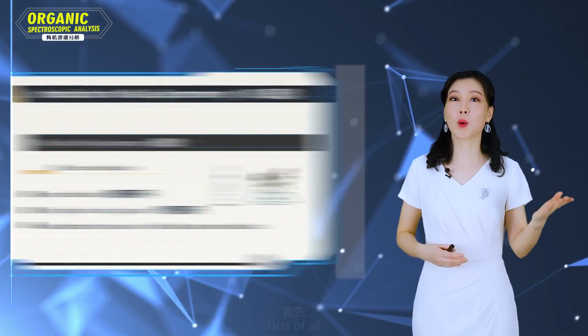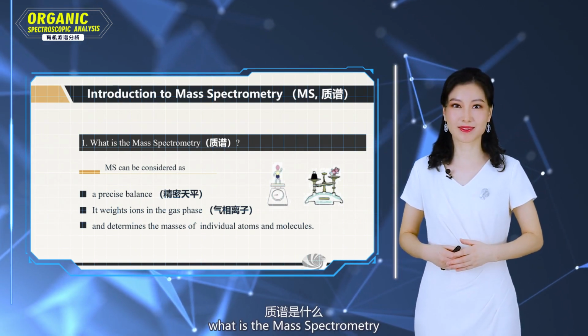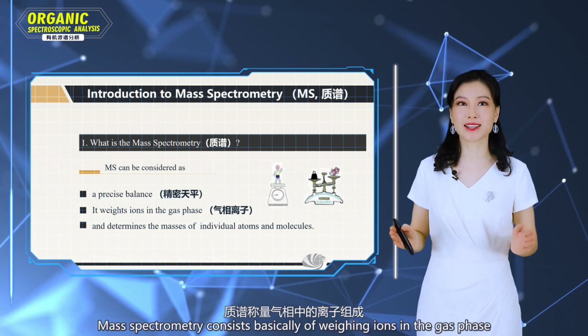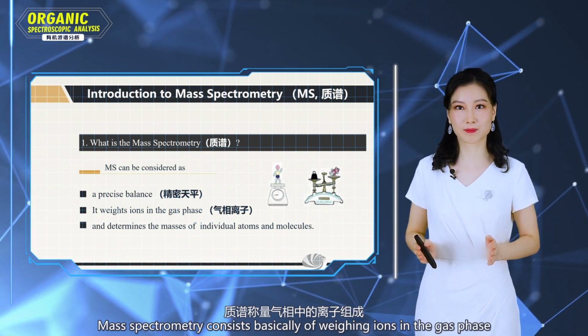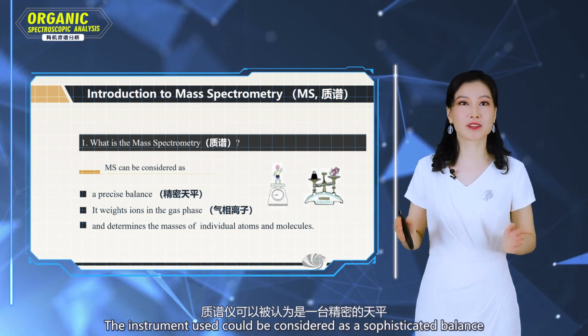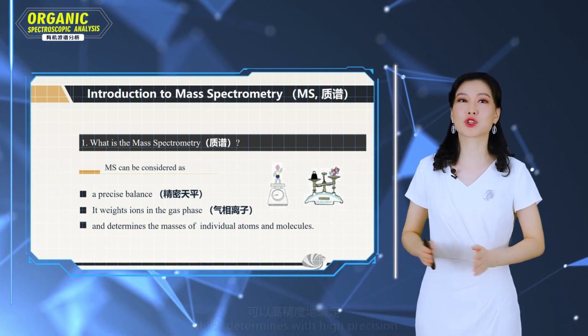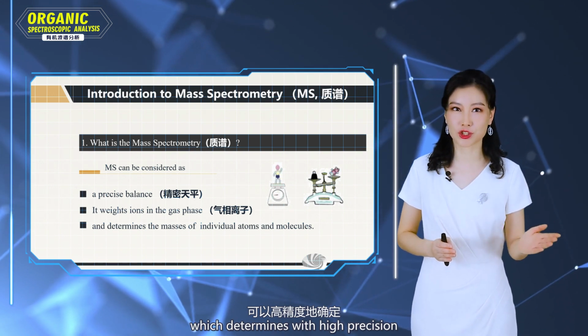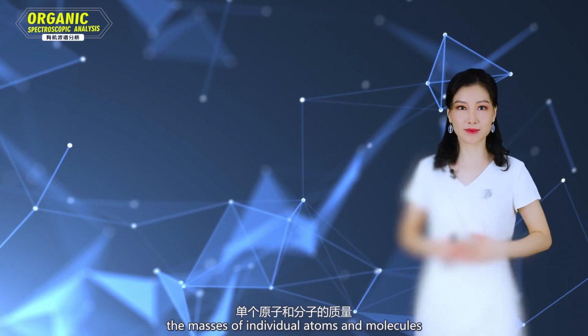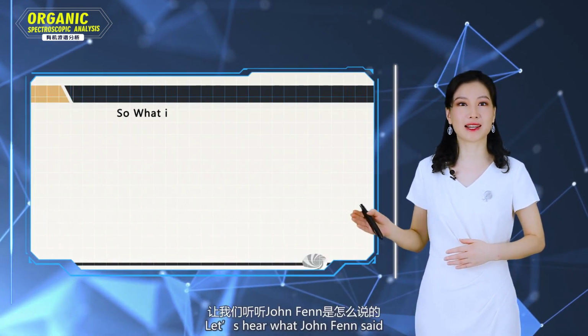First of all, what is mass spectrometry? Mass spectrometry consists basically of weighing ions in the gas phase. The instrument used could be considered a sophisticated balance, which determines with high precision the masses of individual atoms and molecules. Let's hear what John said.